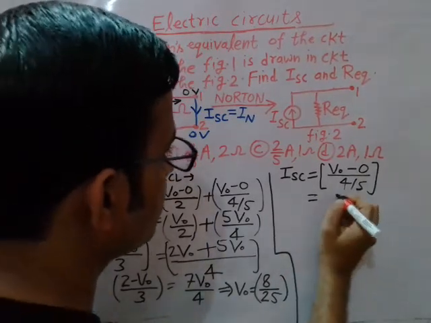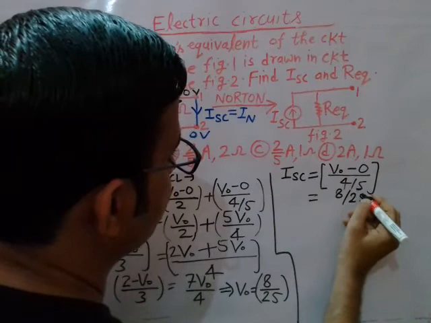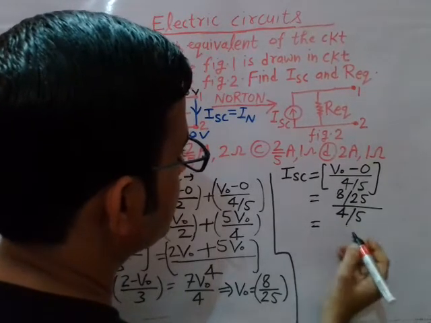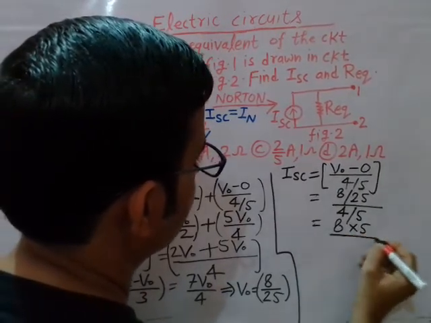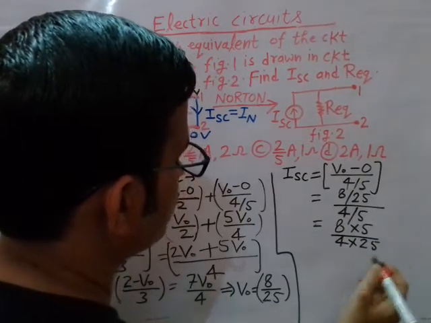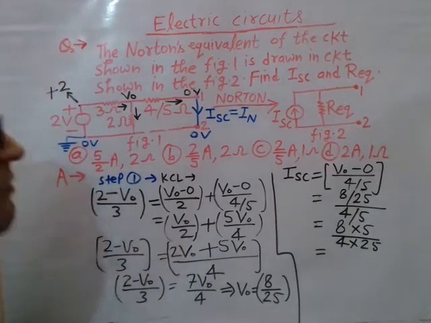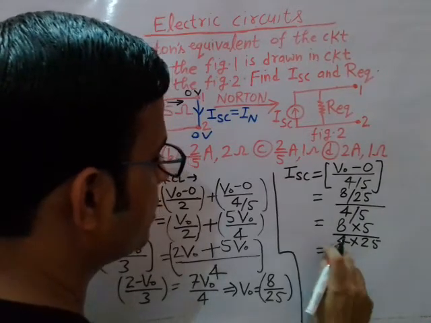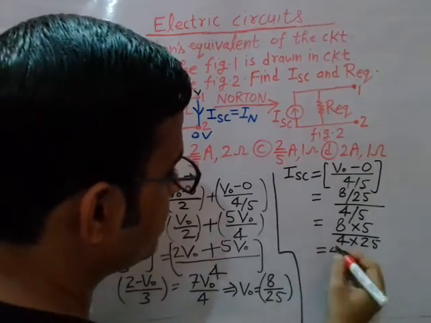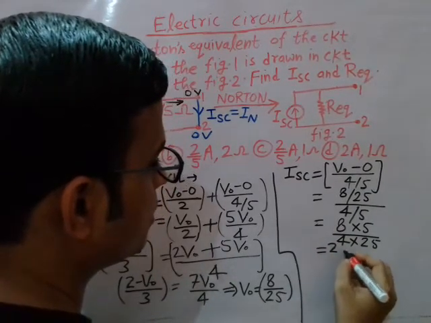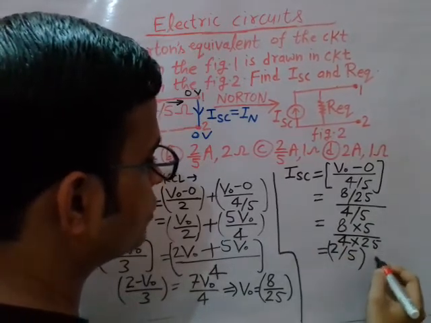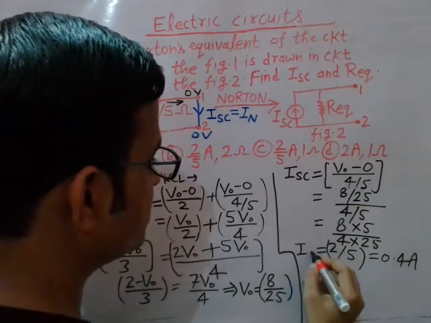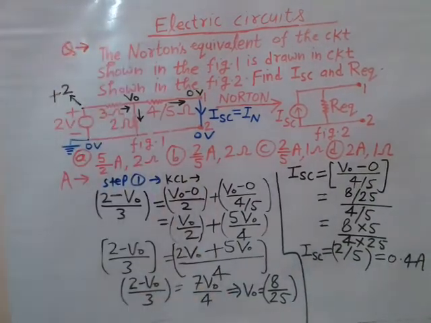V naught is 8 by 25, so this is 8 by 25 whole divided by 4 by 5, or you can easily write it as 8 into 5 divided by 4 into 25. When you solve this, you will get 40 by 100, or 2 by 5, or simply 0.4 ampere. So this is the Norton current, which is basically the short circuit current across the desired terminals.